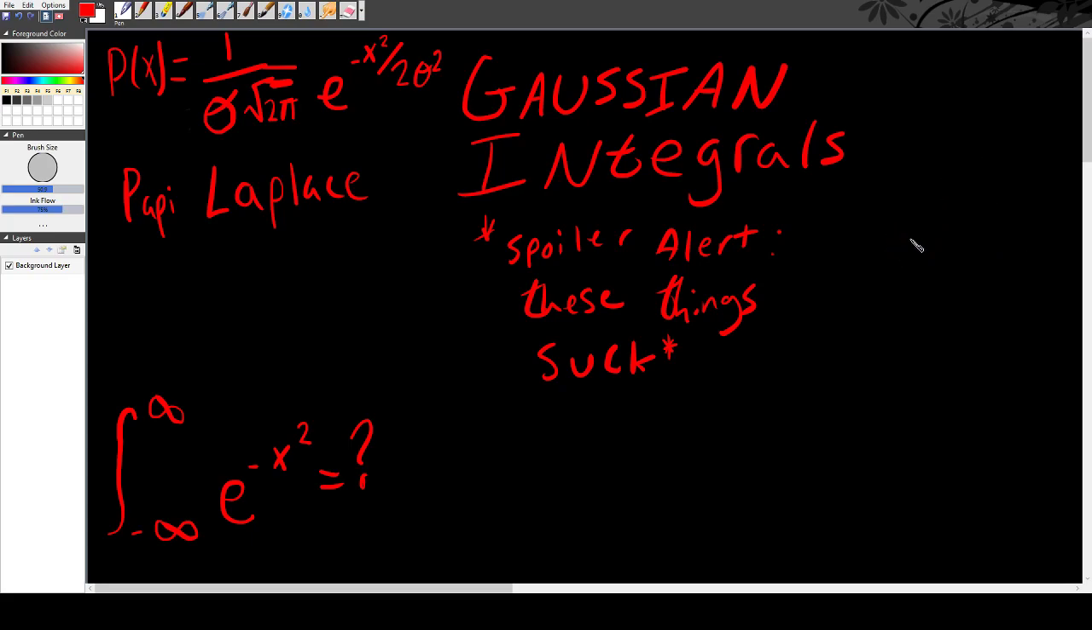Yeah, Gaussian integrals. I'll probably call it Gaussian a couple of times. Laplace, because he was the one who came up with this whole thing and proved a bunch of formulas and equations relating to this sort of integral down here.